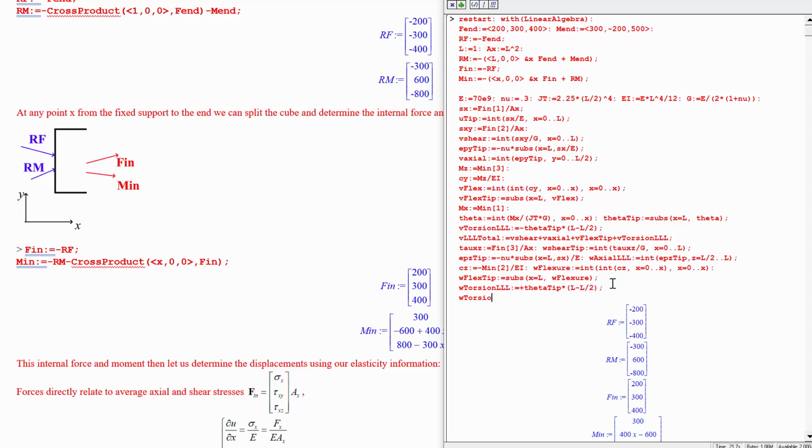And then we'll say W total is equal to W shear tip, the one from just the shear stress on that X face, plus W axial, the one from the Poisson's ratio coupling of the normal stress on that face, plus the flexure displacement, the one from the bending moment in the y direction, and then finally plus the torsion, the one from the twisting moment in the x direction causing that face to rotate.